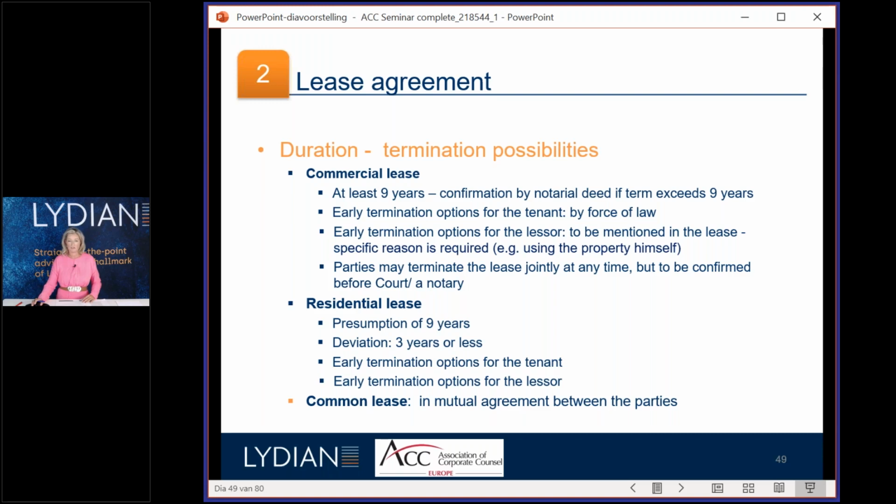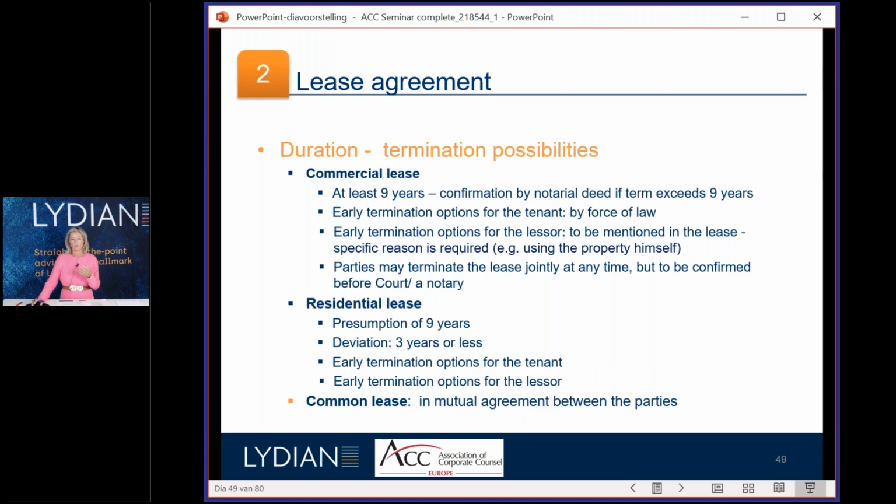I will be quite short on this. You can find all the information on the slide. I would like to point out that you should consider that the legislation with respect to commercial lease and residential lease is quite protective for the tenant.